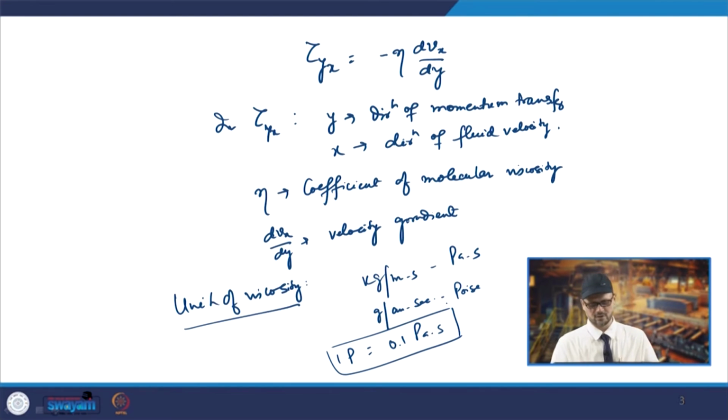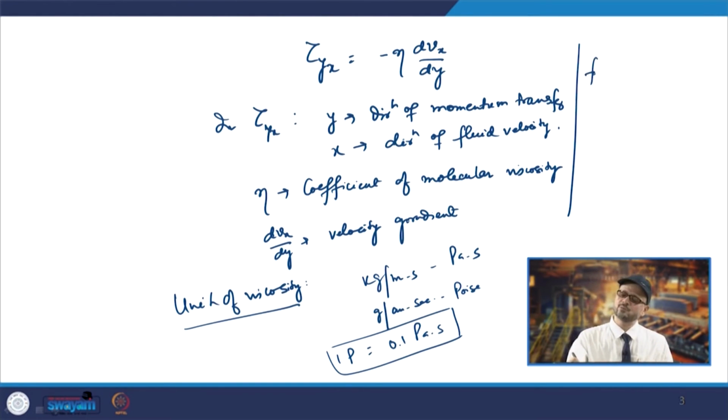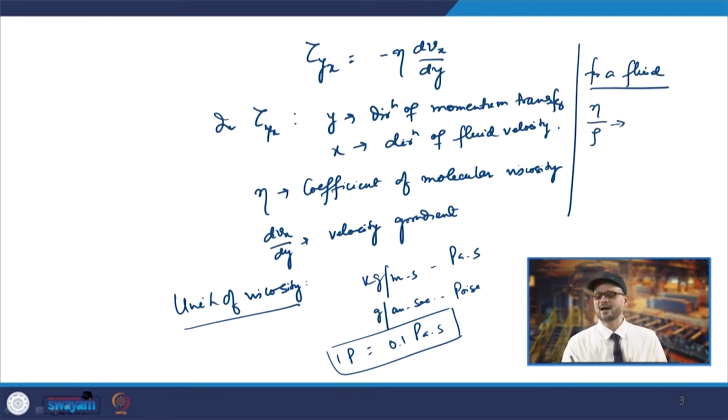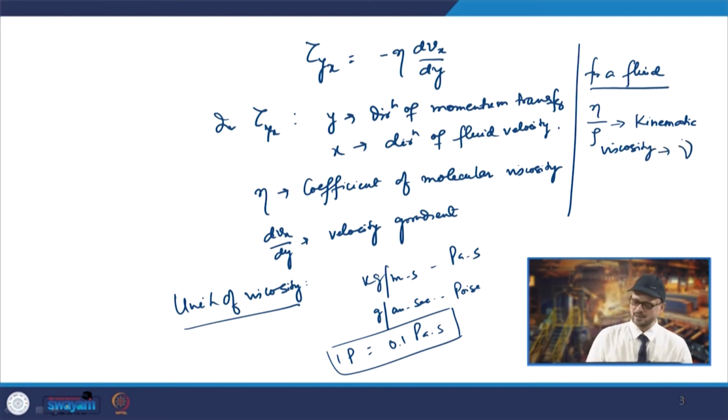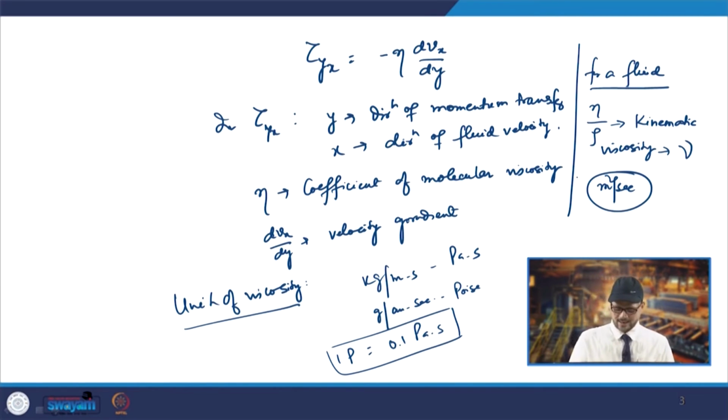Now, we have another term with viscosity. In engineering analysis, we normally also define viscosity in terms of the viscosity to density ratio. For a fluid, when we take the ratio of the viscosity to its density, that is known as the kinematic viscosity. This kinematic viscosity is represented by the term nu, and its unit is meter square per second in SI units, and in the CGS system it is centimeter square per second, that is the Stokes. So, that is about this property of the fluid.